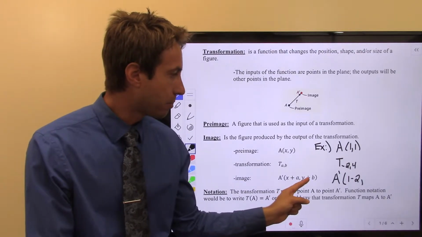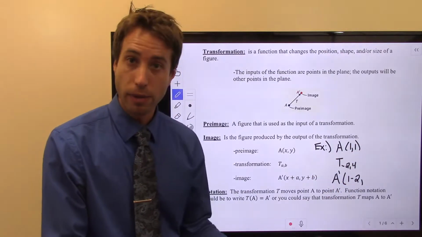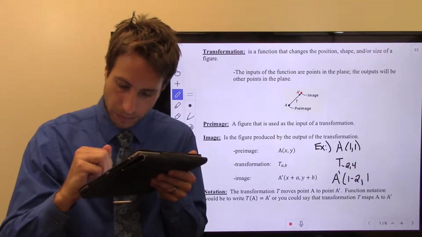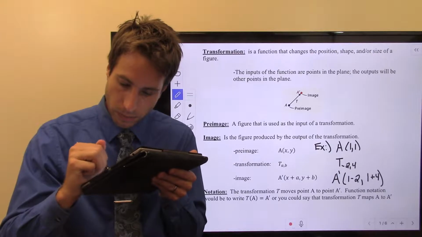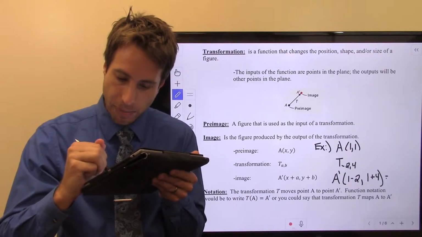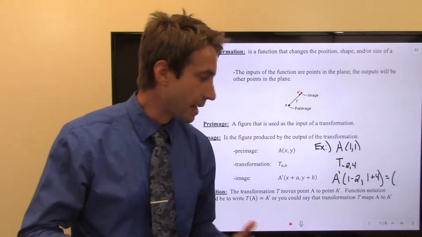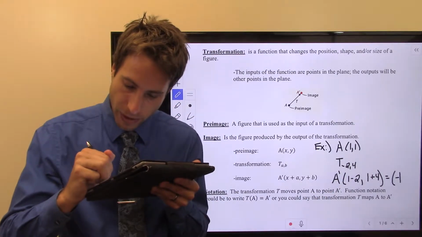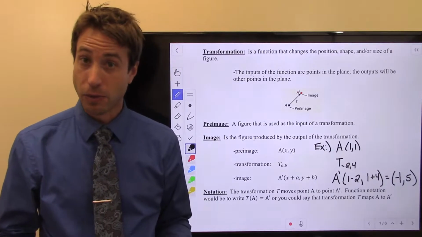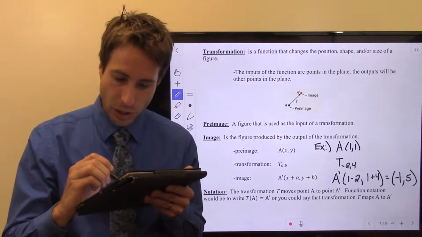Then it is y plus B. Well, my y is a 1. My B is a 4. 1 plus 4. Do that. So what do we get? A prime is going to be 1 minus 2, which is a negative 1, and 1 plus 4 is 5. And here we go. Let me show you what this looks like.